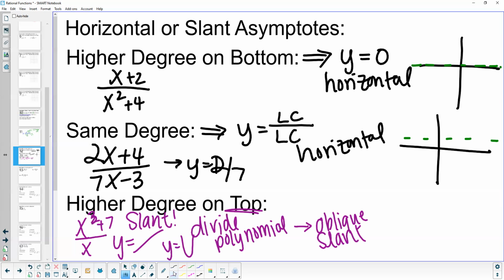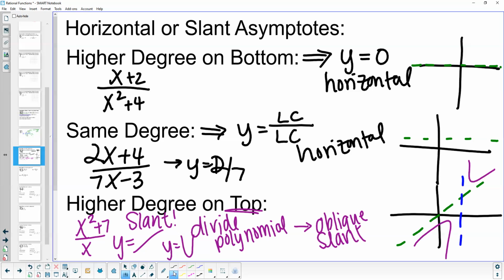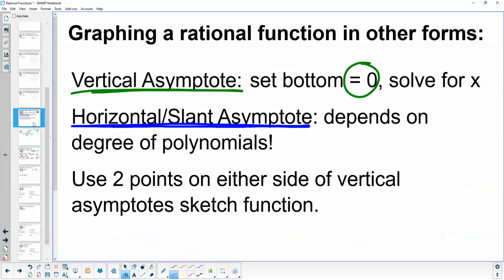Now, if we have one that's linear, kind of like this example we had earlier, where this was an x squared plus 7 here, if we have something like that, what we're going to end up getting is an asymptote that's slanted here. Now, if we have a slanted asymptote in addition to a vertical asymptote, typically what we end up seeing is that our function is kind of sandwiched in between those two asymptotes there. So it kind of gives us a cool look. So that is our horizontal and our slant asymptotes. It depends on the degree of the polynomial.